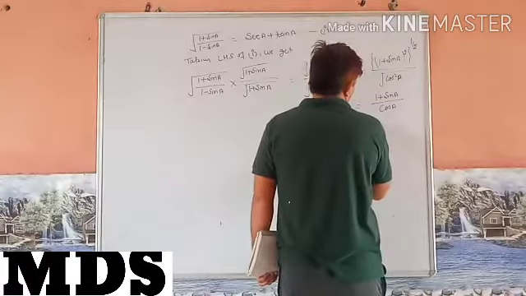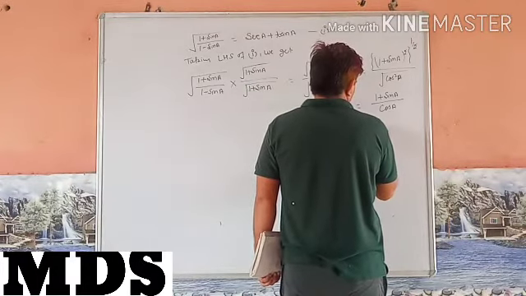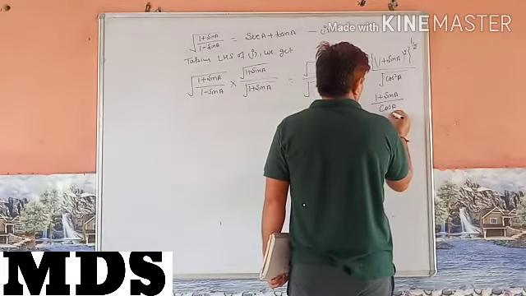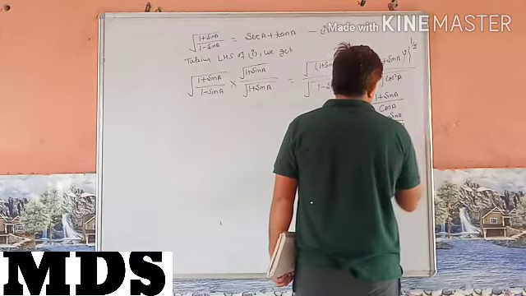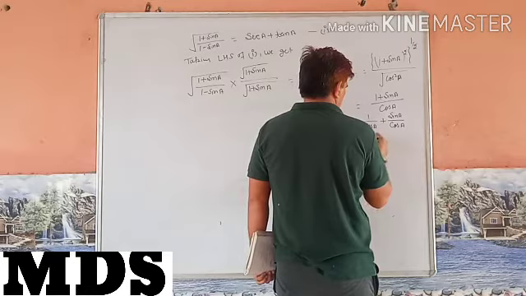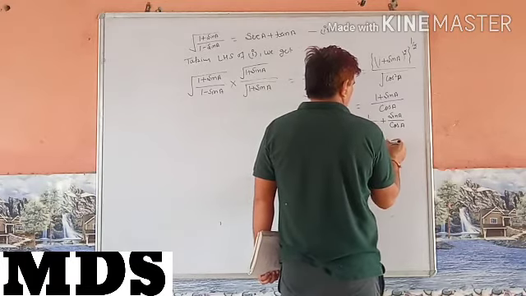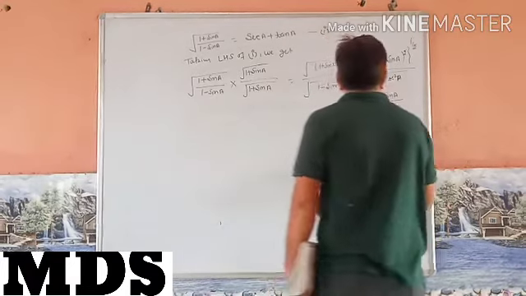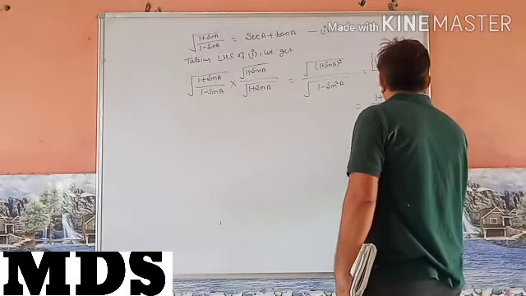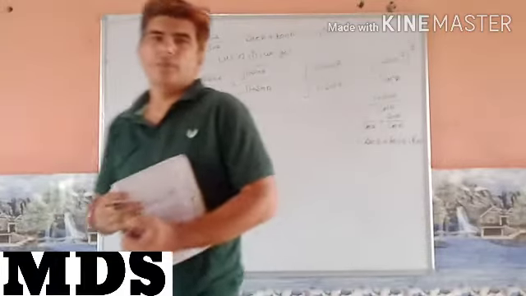(1 plus sin A) by cos A. How can you write this? 1 by cos A plus sin A by cos A. What is this? Secant A. And what is this? Tangent A. And this you have to prove is equal to RHS. So much easy, no problem.